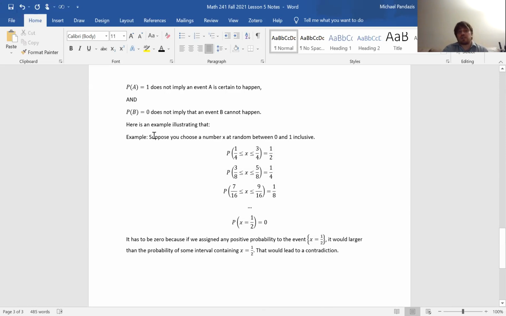But the example was, suppose you choose a number x at random between 0 and 1 inclusive. And so if you're choosing a number at random from 0 to 1 inclusive, then you could choose any number, right? And so you could choose number 1/2. So even though we know you can choose the number 1/2, we also know that the probability of it in this example is 0. And there's nothing wrong with that. It's just there's so many numbers between 0 and 1 inclusive that it's not that you can't choose. When you find the probability of something is 0, it's not that it can't happen.